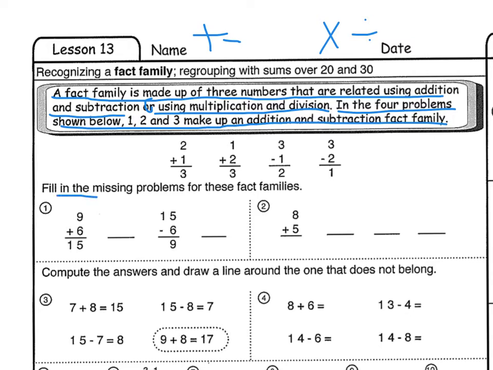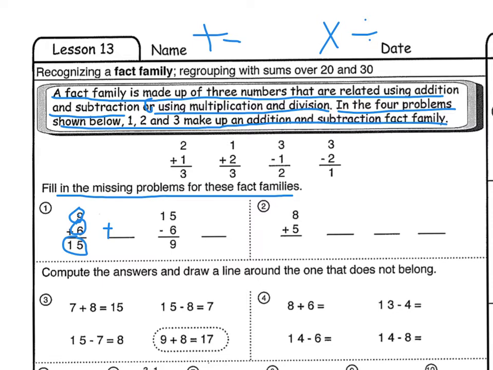So it says to fill in the missing problems for these fact families. Let's do this first one together. We have the numbers 9, 6, and 15. You got to keep those numbers and make four different problems using those three different numbers. So 9 plus 6 is 15. Is there another way to make an addition problem besides having 9 first and then 6 and then 15 as a sum or an answer?